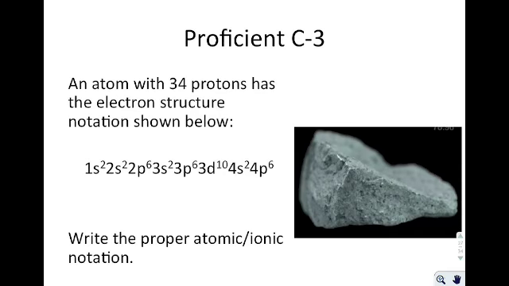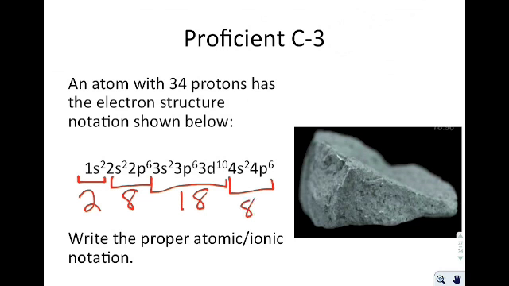Next, it says, an atom with 34 protons has the electron configuration shown below. Write the proper atomic ionic notation. So if we look at this, we can start off with 1s2, 2s2, 2p6, and then I go here to completely fill the third orbital. When I completely fill the third orbital, I've gotten to a noble gas at this particular point. I filled 2 electrons plus 8 electrons plus 18 electrons, and then I filled another 8 electrons. So the total number of electrons that I've used at this point is, I believe, 36. If I added that up right, I have used 36 electrons, and I have 34 protons.